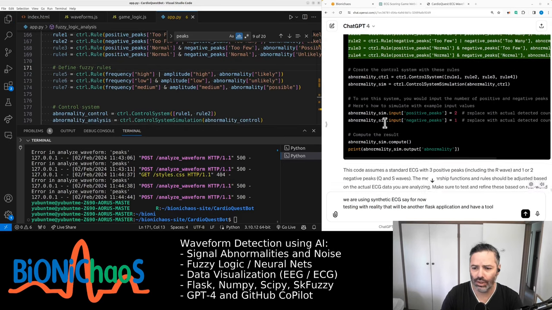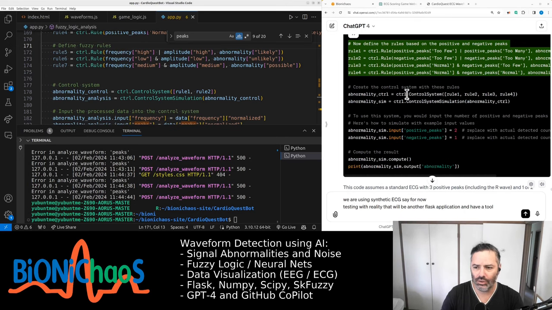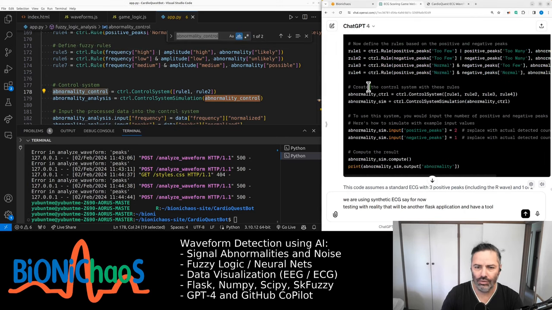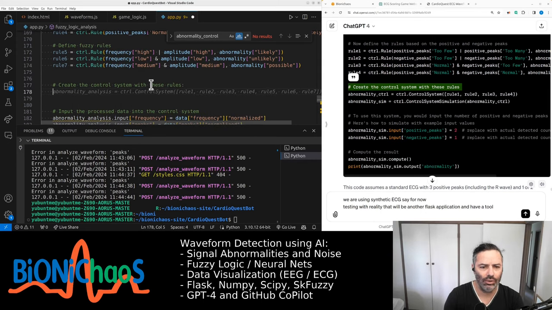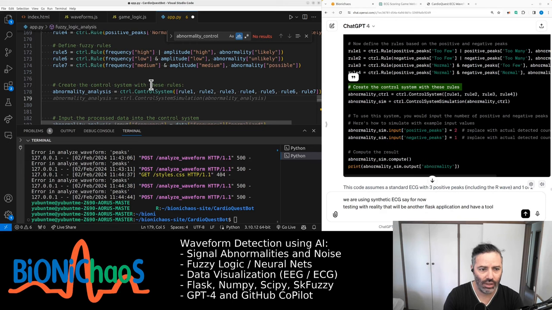There's some problem with the code. Right, we have abnormality control. Create control system with these rules. Just remove this one for a sec and just have that comment as a prompt. Right, it's doing rule 1, 2, 7. It's calling a different variable. It should be fine. And then control system simulation. Abnormality analysis. Now, why is it calling it the same name? But it looks legit. And we have all the 1 to 7 rules.